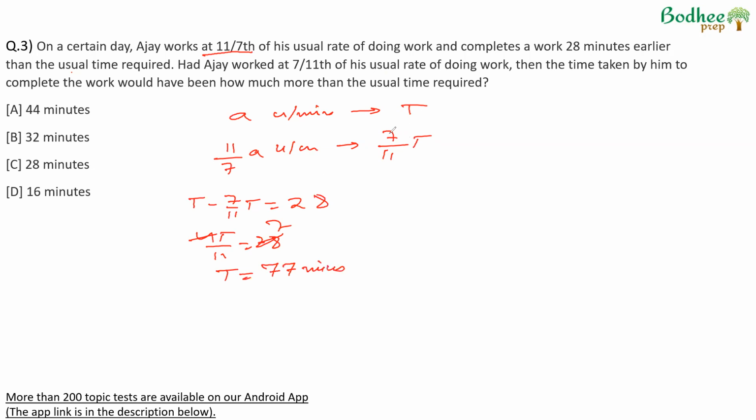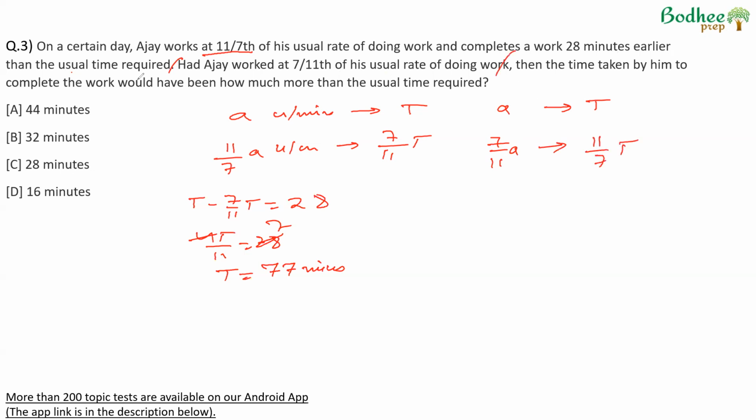T. Now he's doing it in 28 minutes lesser, which is 49 minutes. Had Ajay worked at 7/11 of his usual rate, 7/11 A units per minute, normal time was T. Now the time taken will be 11/7 T.